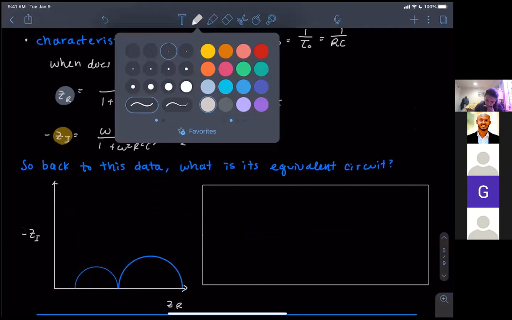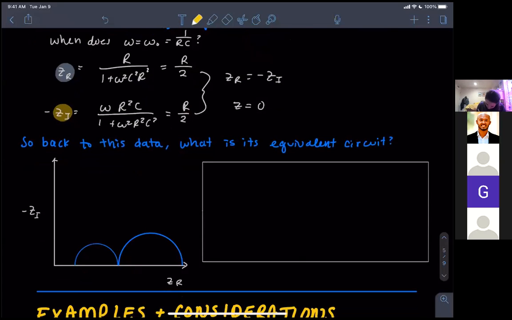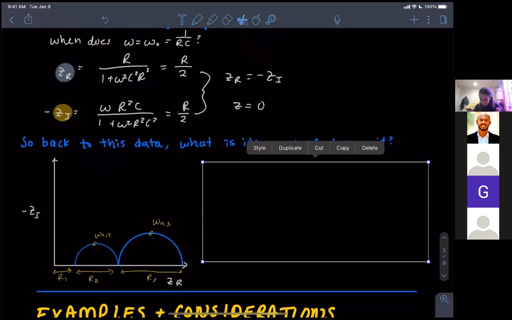So if I had to imagine how to actually note this, I would say there's some sort of offset here that is represented by, let's just say, R1. And then we have another semicircle of resistance R2, and then a third feature R3. This one has our characteristic frequency omega O2, and this one has a characteristic frequency of omega O3. The first one's not a semicircle, so it doesn't really have one.